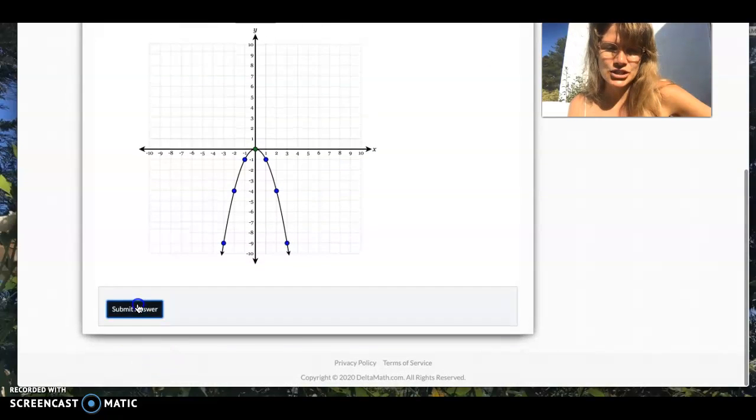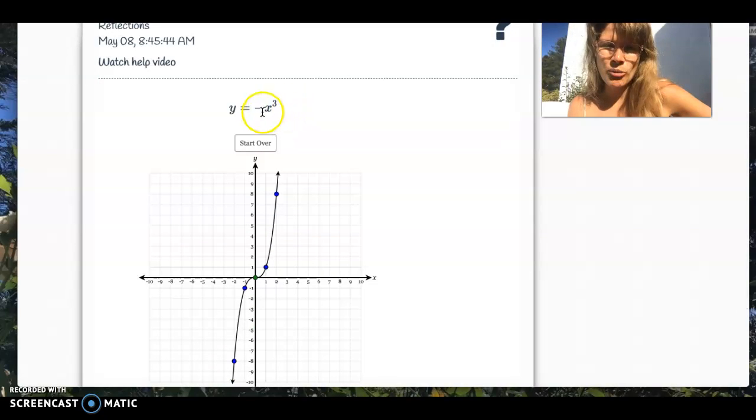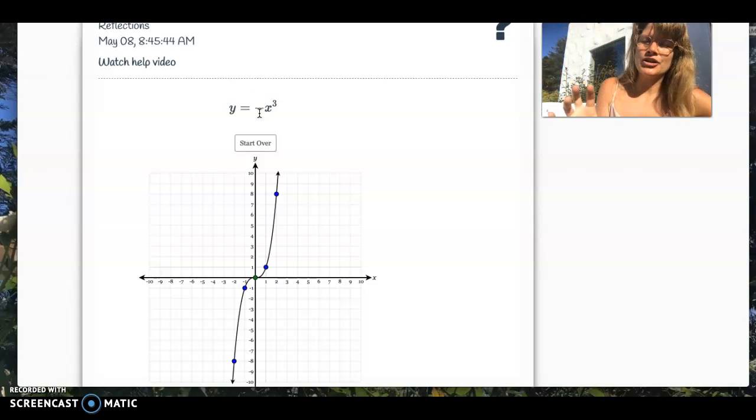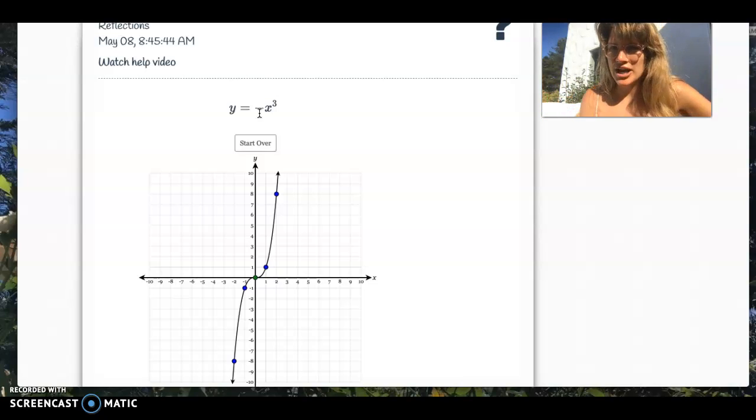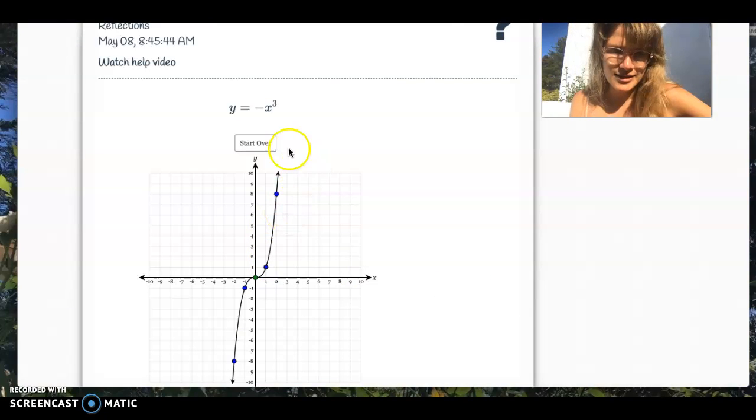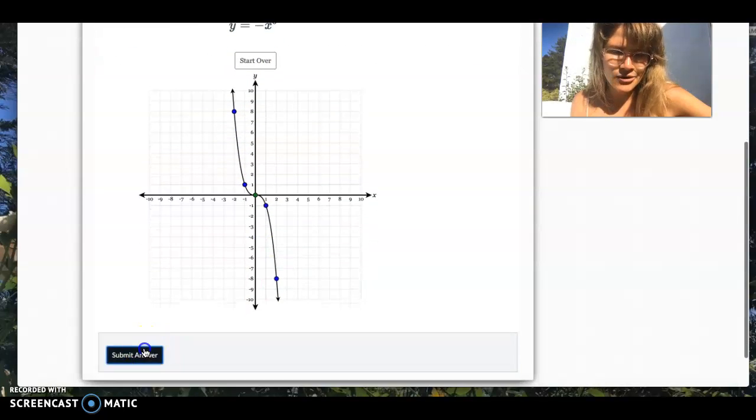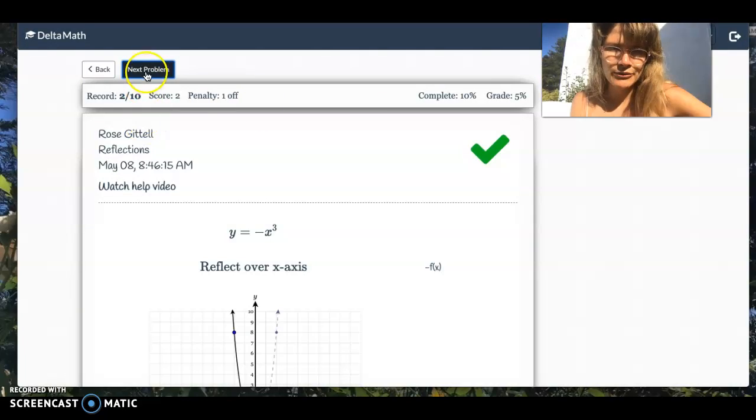Okay, let's try a few more before you get into your practice. No parentheses, this time it's outside. So I want you to think to yourself, if the negative is outside of the function, is that going to flip over the x-axis or over the y-axis? You can always check as well. If it's outside, it's going to reflect over the x-axis. So outside negative flips over the x-axis like so. And we're good.